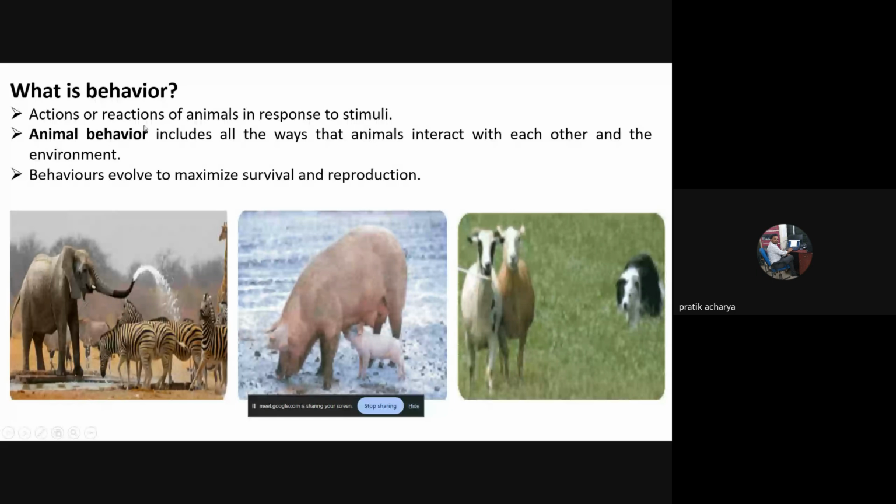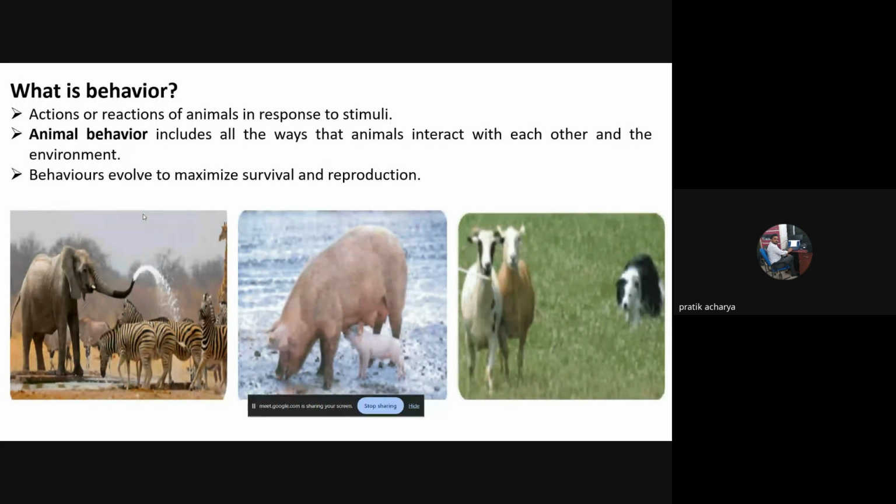Here I am marking my cursor: animal behavior is the actions or reactions of an animal in response to stimuli. So any kind of stimuli, environmental stimuli, predatory stimuli, any kind of stimuli. Stimuli means any reaction from the environmental side or from any other animal side. So animal behavior includes all the ways that animals interact with each other and the environment. This is summarized as behavior.